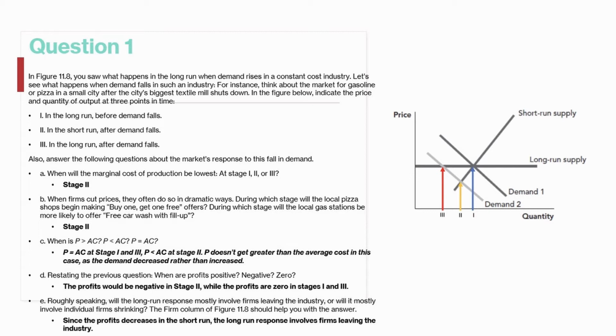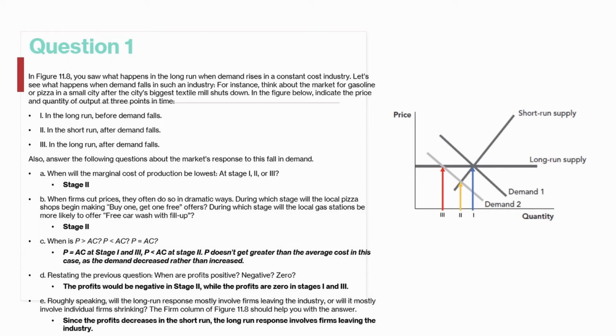Stage 2, in the short run after demand falls. So demand has just fallen, and the long run has not set in yet. We're talking about the short run, so of course it's going to move to the left, because the demand curve has to move to the left to show that demand is falling. So that will be the point where demand 2 and short run supply intersect, which is where the yellow arrow is pointing. And then number 3, in the long run after demand falls.